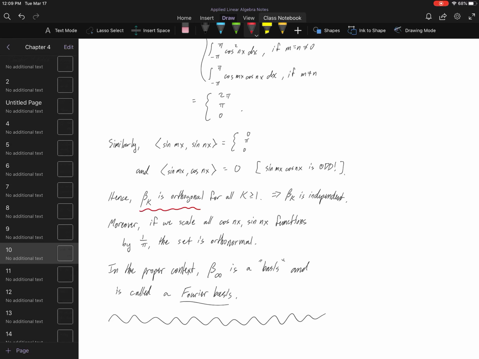And in the proper context, we talk about beta infinity here, where we include all integral frequencies of sines and cosines. This is, in some sense, a basis for periodic functions. This is called the Fourier basis. It's going to be a cornerstone of many, many applied linear algebra algorithms.